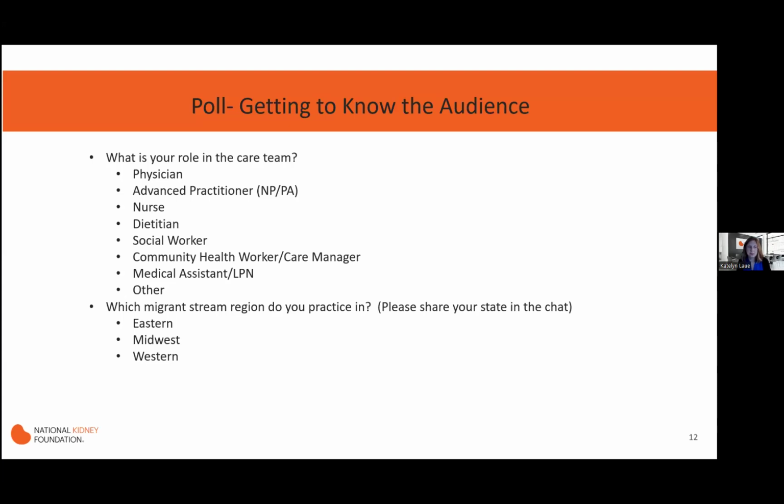And hopefully once people have had a chance to answer, maybe just give it a few more seconds and then we can see the results. All right, this is great to see. So we've got a good mix of clinicians, as well as a number of community health workers. That's great to see. And a good geographic mix. It looks like we're pretty well spread out across the country. That's fantastic.